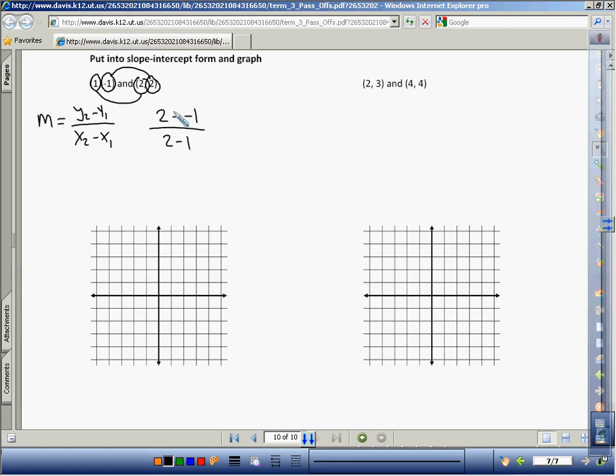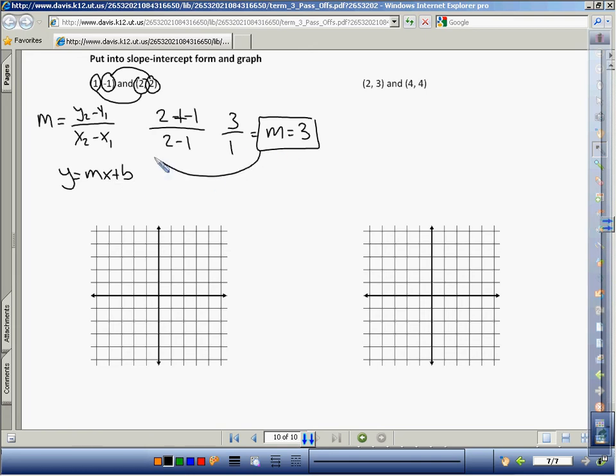So we know when we have two minuses together, that's really a big plus. And so I have 3 over 1. And so m, my slope, equals 3. That's good. Hang on to that because that's part of your answer. Next, we need to find b. You recall slope-intercept form looks like this. y equals mx plus b.